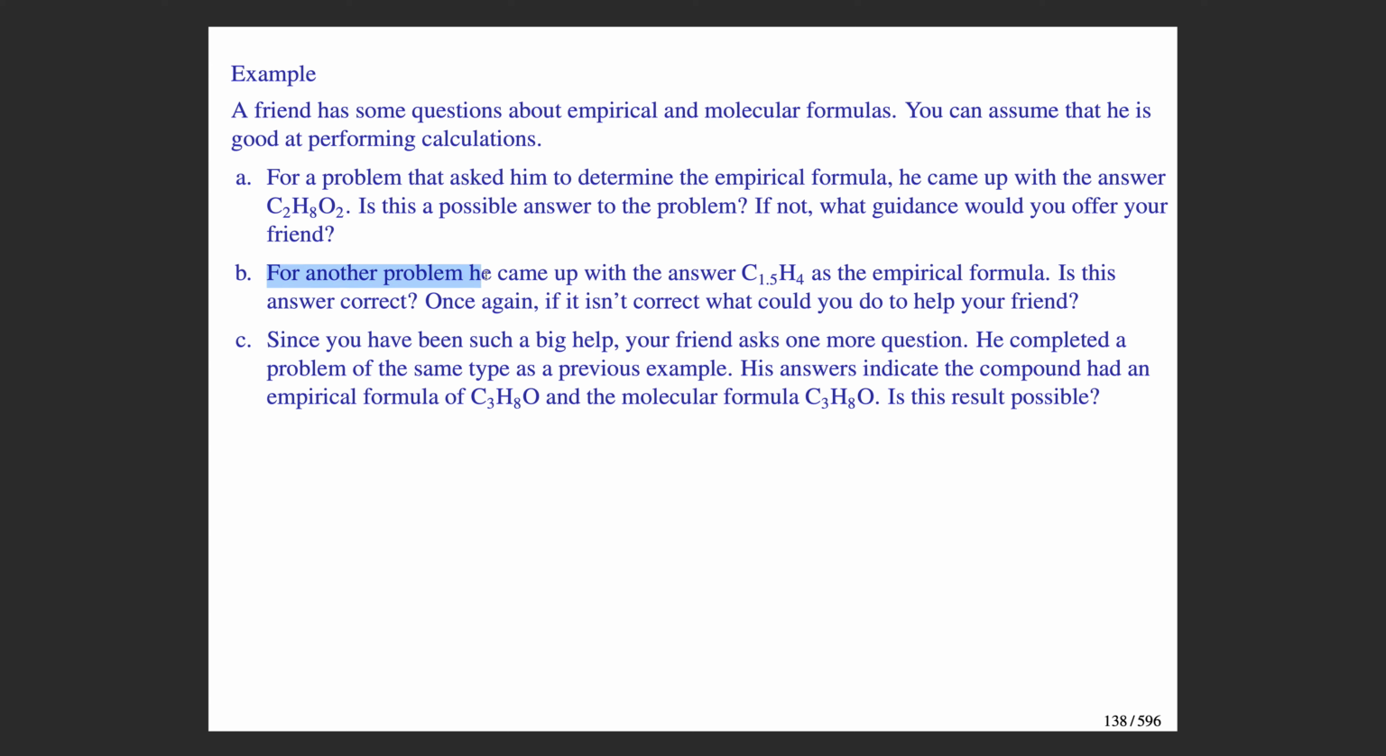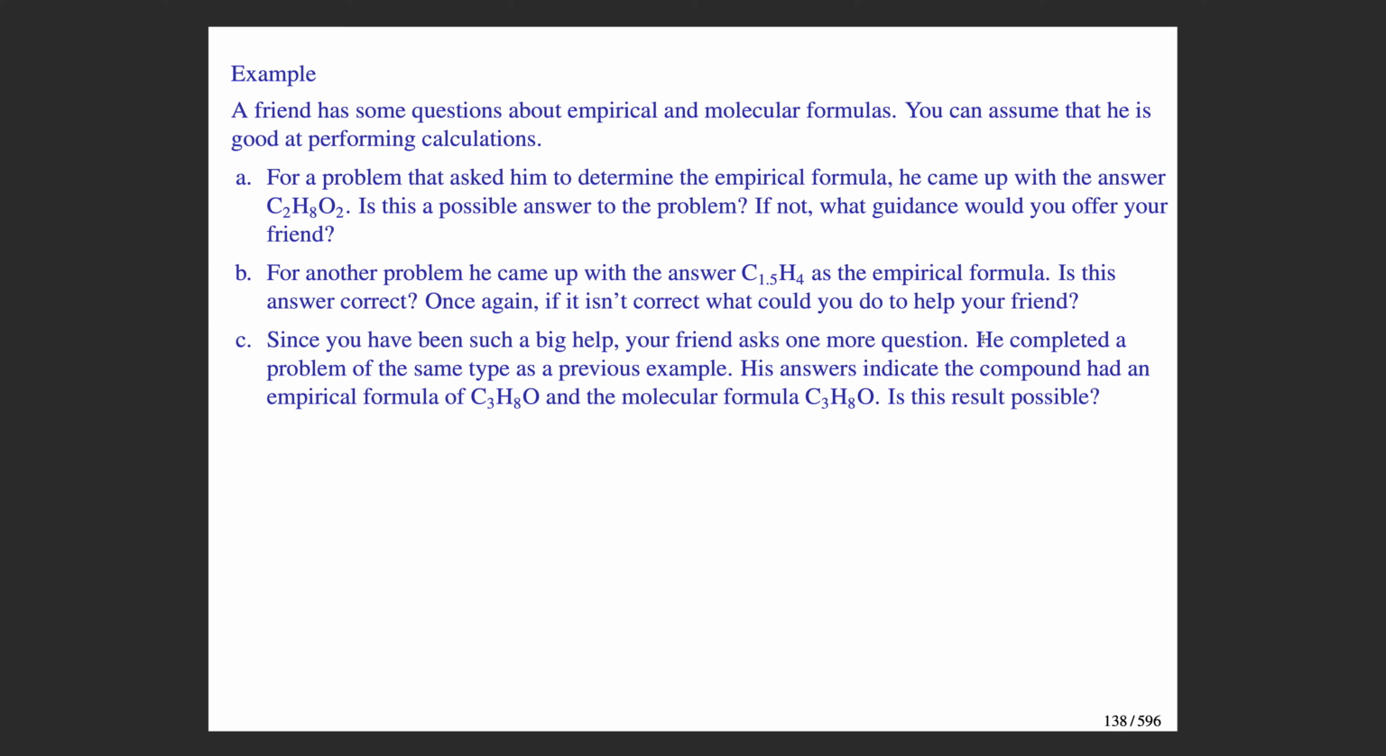For a different problem, he's come up with C1.5H4 as the empirical formula. And this is not what we want either, right? We don't want to have fractions as our subscripts in the empirical formula, typically. And so what he needs to do is he needs to multiply these two subscripts by 2 in order to get rid of that 1/2. And so once he does that, he'll have C3H8 as the empirical formula. And that would be the proper form for an empirical formula.